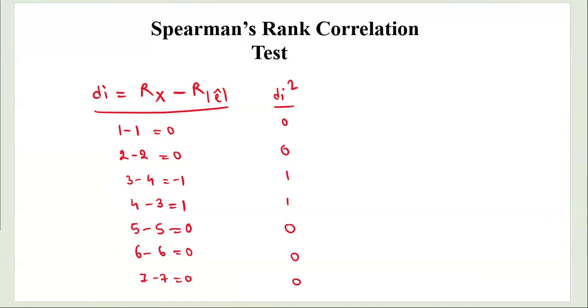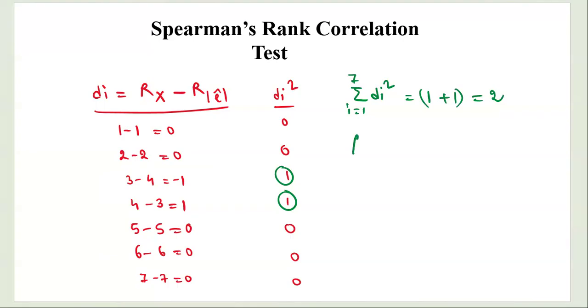So if you get this, now compute the summation of di square, i from 1 to 7, here n is 7. So it will be simply 1 plus 1, right? You have only two positive values here and here, the rest are 0. So this will be simply 2. And now if you compute the correlation coefficient, what will this be?